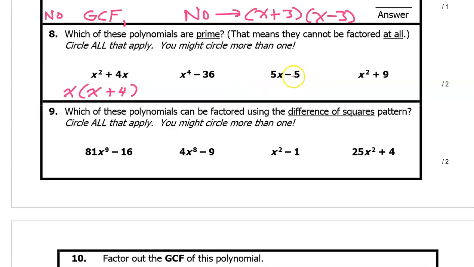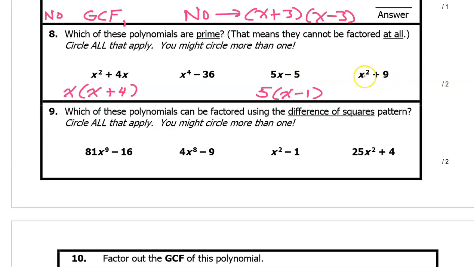This one, the 5x minus 5, has a GCF. You see both terms are divisible by 5. So that means 5 is a GCF. And if I divide each term by 5, I'm going to get x minus 1. So specifically, this is how you would factor this.